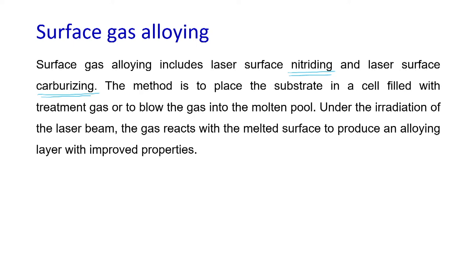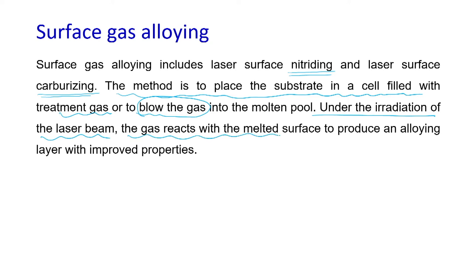So when the laser beam energy is interacting with the substrate material, during the process of the interaction, the particles which are there in the form of gases will get deposited on the substrate material. In that way, we are depositing the particles present in the form of gas on the substrate material during the laser surface processing. That we call the surface gas alloying. So in this method, the substrate is in a cell filled with the treatment gas, or we can even have the blowing of the gas over the material where the laser is getting applied. We are blowing the gas wherever the laser is interacting with the substrate material, where the melting of the material is occurring. So under the irradiation of the laser beam, the gas reacts with the melted surface to produce an alloying layer with improved properties.